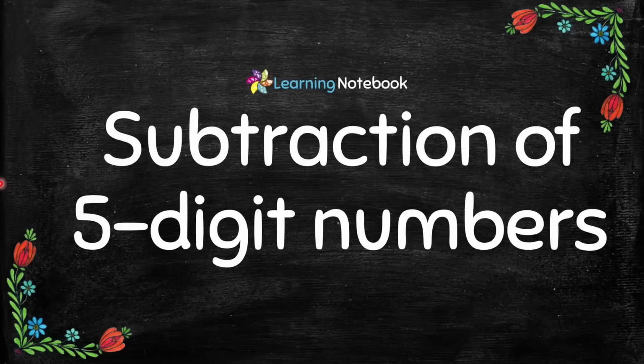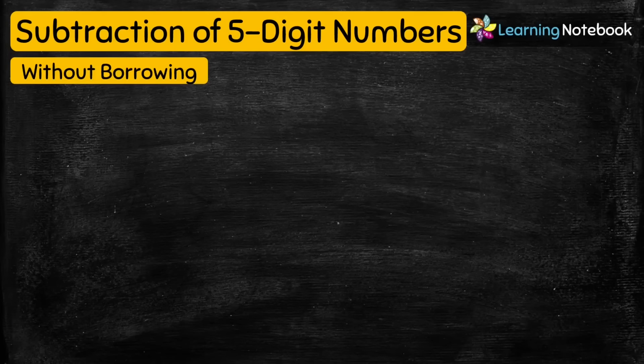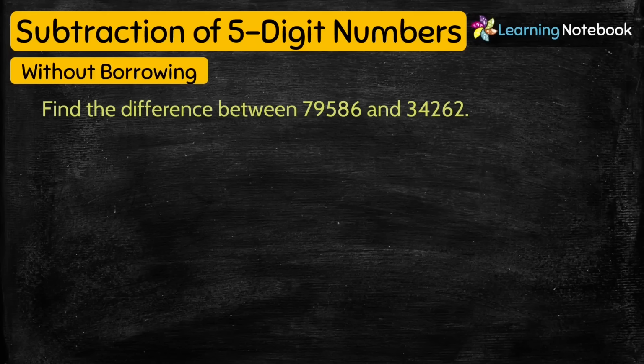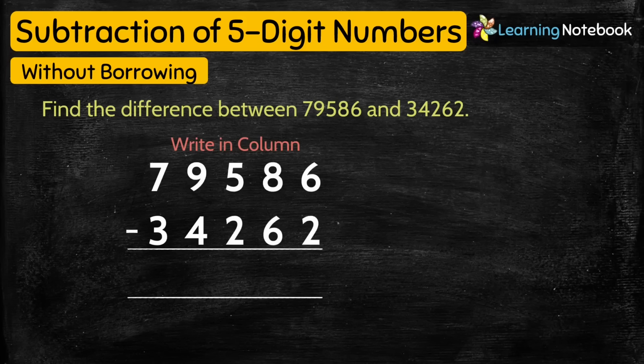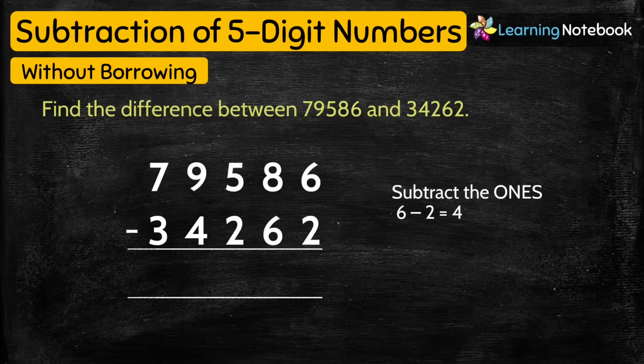Now students, we will do subtraction of 5-digit numbers. First, we will do a question without borrowing. Find the difference between 79586 and 34262. So let's first write these numbers in column. Now we will start subtracting them from 1's place. 6 minus 2 equals 4.